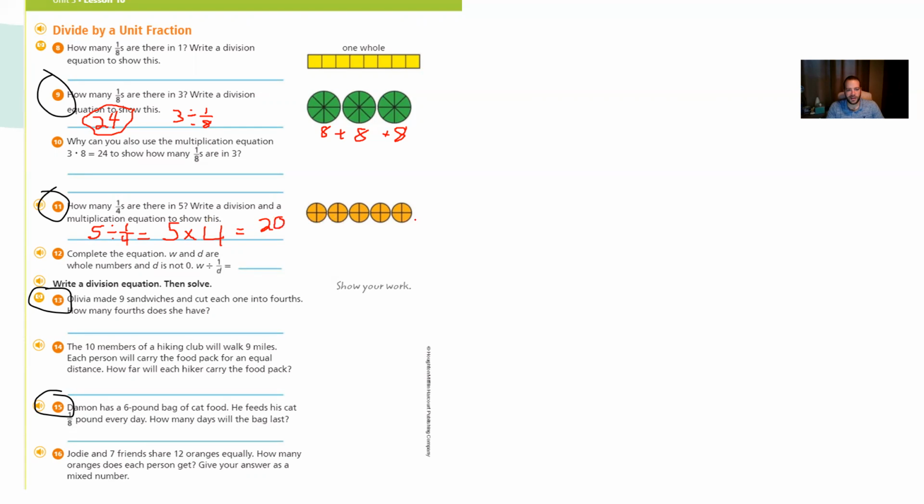And you can see that here. You can count each little tiny fourth, and you'll see that there's 20 there. Olivia made 9 sandwiches, and then she cut them into fourths. How many fourths does she have?